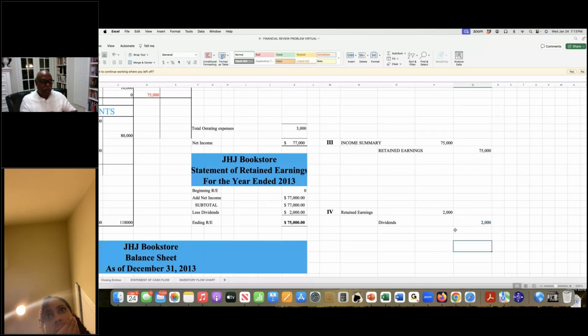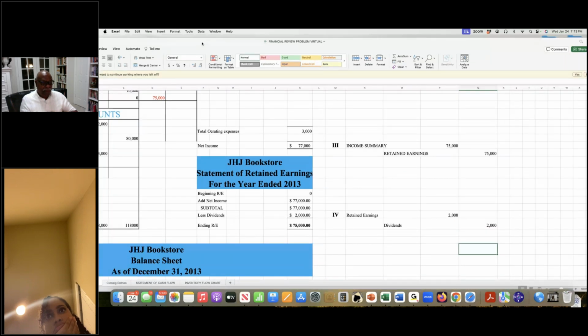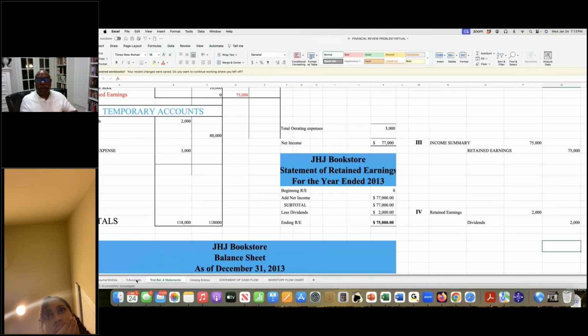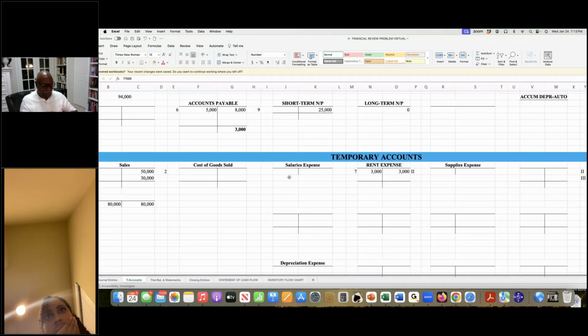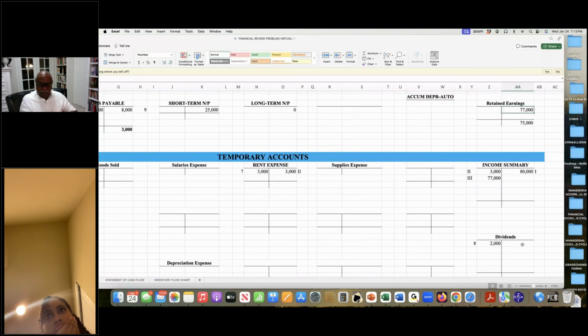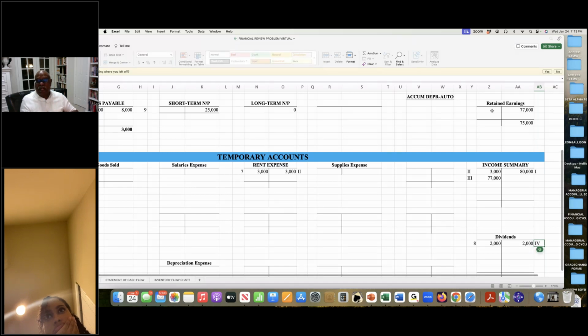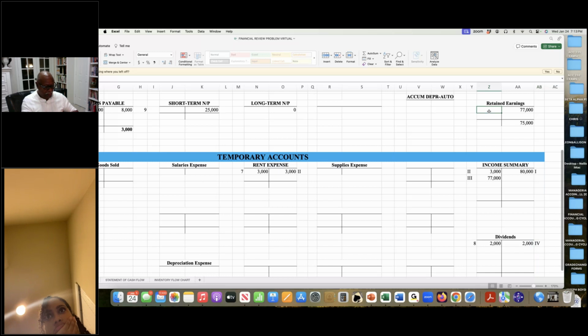I got to post this entry. So I go back to the T accounts. And I'm going to credit dividends for 2,000. Closing entry number four. And I'm going to debit retained earnings for 2,000.